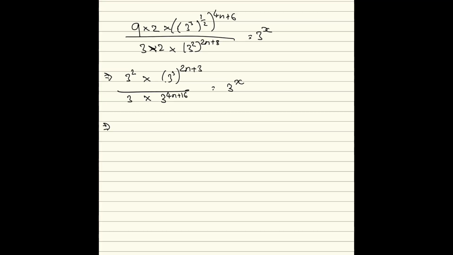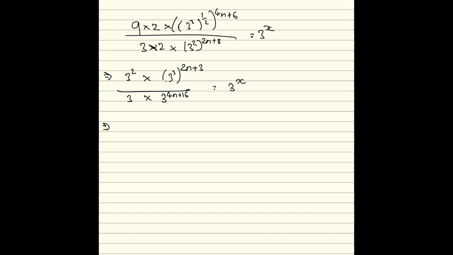So then we've got 3 squared and 3. Well, this would just end up with 3 on the top. We've got 3 times 3 to the power of 6n plus 9, because 3 times 2n is 6n and 3 times 3 is 9. Then I've got 3 to the power of 4n plus 16 equals 3 to the power of x.